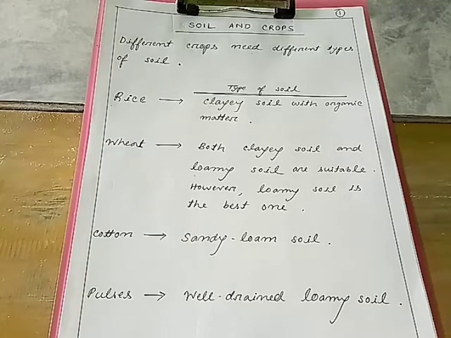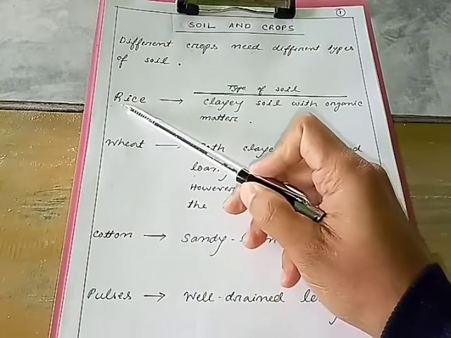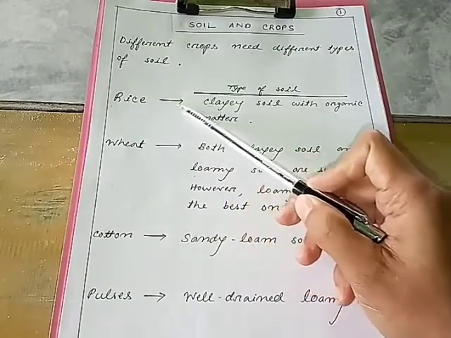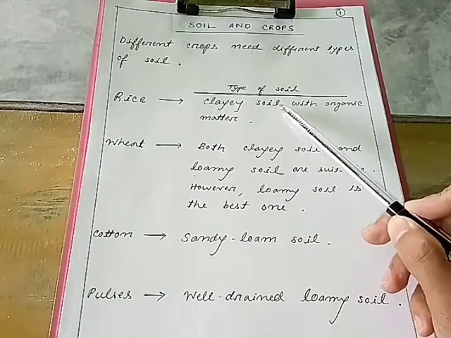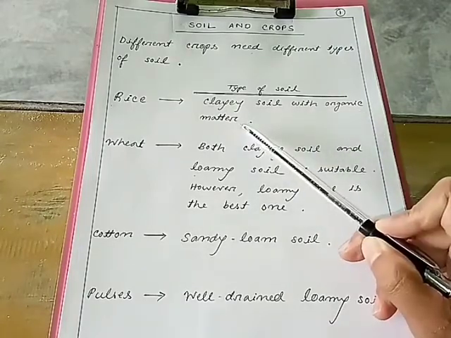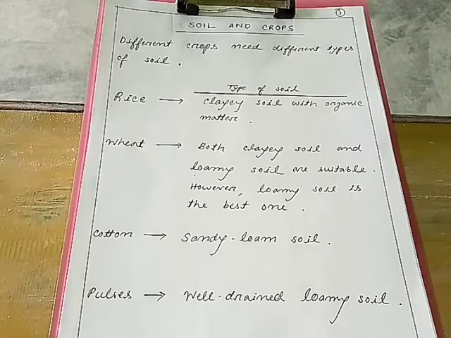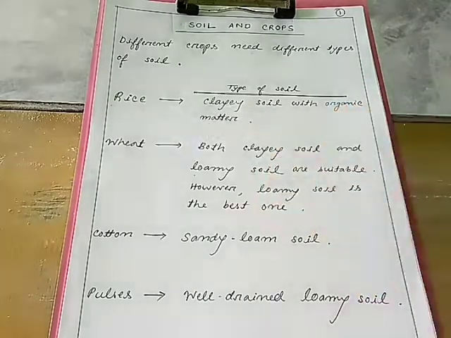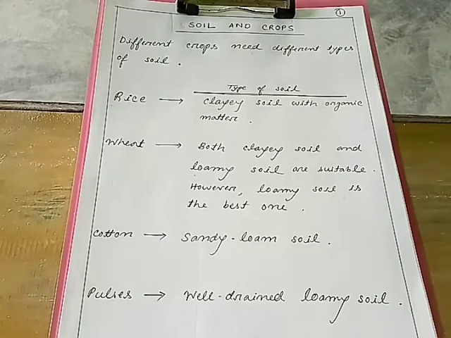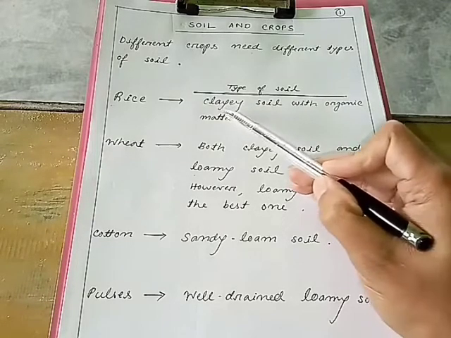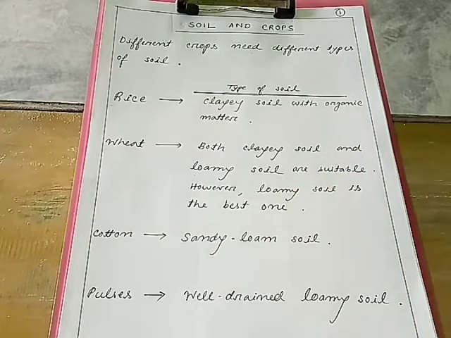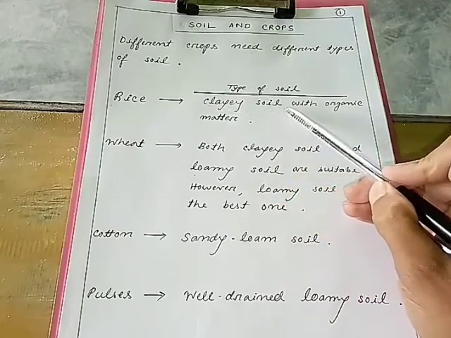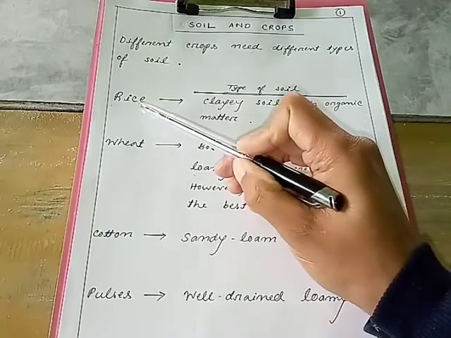For example, let us talk about rice. To grow rice, we need clay soil with some organic matter. Do you know why clay soil is preferred to grow rice? It is because rice needs more water, and more water can be retained only by clay soil. That's why clay soil is mostly preferred to grow rice.